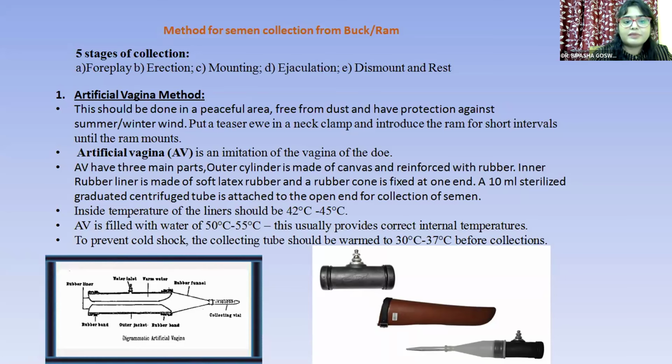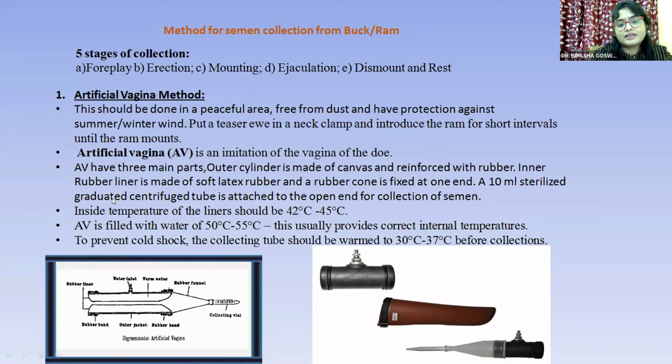The artificial vagina method should be done in a peaceful area which is completely free from dust and has protection against summer and winter wind, because semen is very temperature sensitive. That's why we have to protect the semen from summer and winter wind. Put a teaser ewe or doe in a neck clamp and introduce the ram for a short interval. This is the procedure: at first we put a teaser ewe or doe in the neck clamp and introduce the ram for a short interval until the ram mounts.